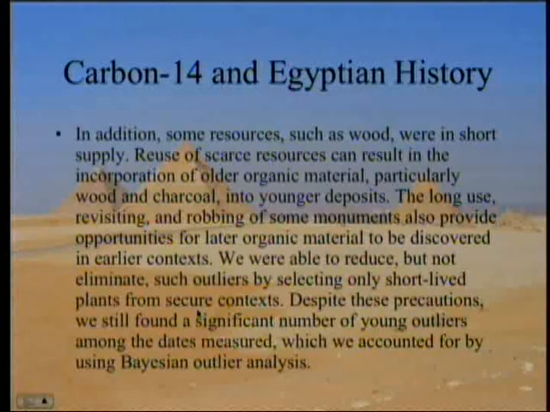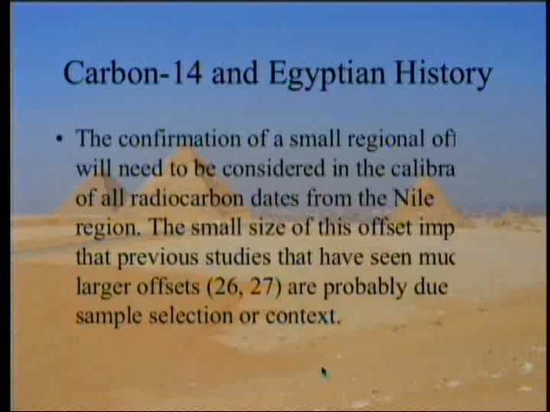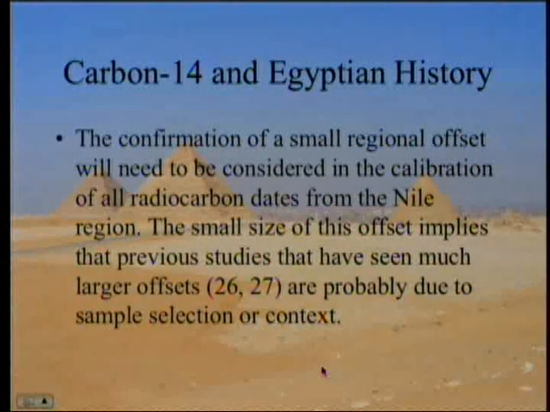Despite these precautions, we've still found a significant number of young outliers among the dates measured, which we accounted for by using Bayesian outlier analysis. And so they've taken all of the precautions they can to try to get good data.